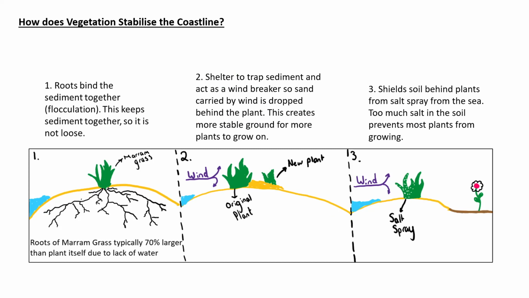So how does vegetation stabilise the coastline? So I've split this into three.